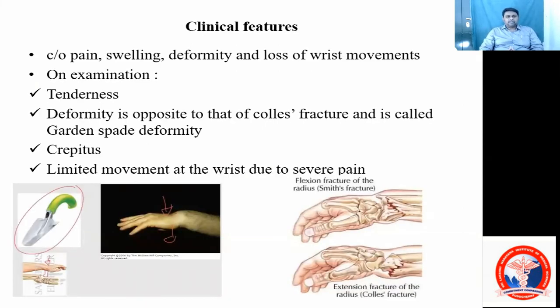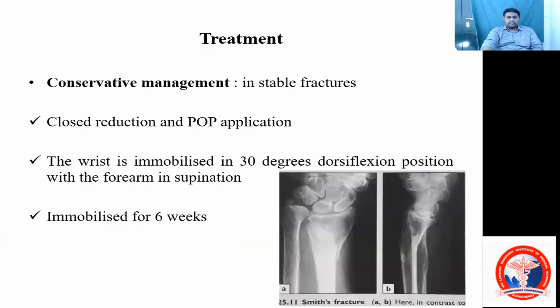Clinical features. In clinical features, the patient complains of pain, swelling, deformity, and painful wrist movement. On examination, there will be localized tenderness at the fracture site. A deformity will be present, but in Colles fracture, it is a dinner fork deformity. But in Smith's fracture, it's the reverse. It's the garden spade deformity. In the picture given below, you can see the wrist in the shape of the garden spade. Crepitus will be present at the fracture site, and the movement will be painfully restricted.